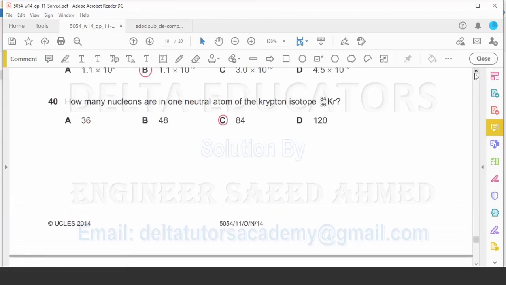Question number 40. How many nucleons are in one neutral atom of krypton isotope 36, 84? Nucleons means the total number of protons and neutrons. Here this 36 is called the proton number, so the number of protons is 36. This 84 is called the nucleon number. So total nucleons are 84 here and it is given in option C. So our correct option is option C.